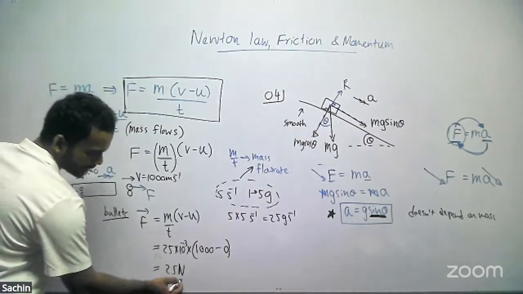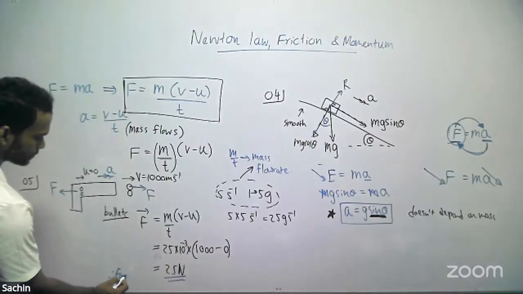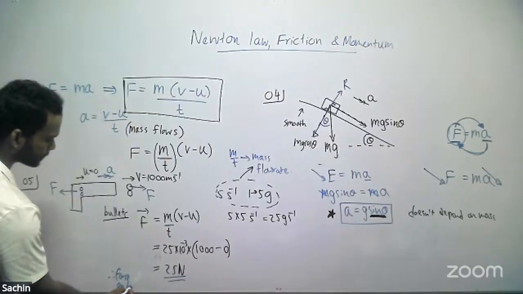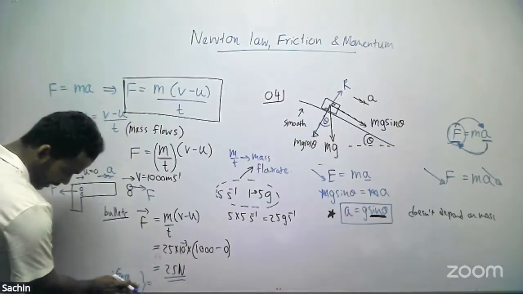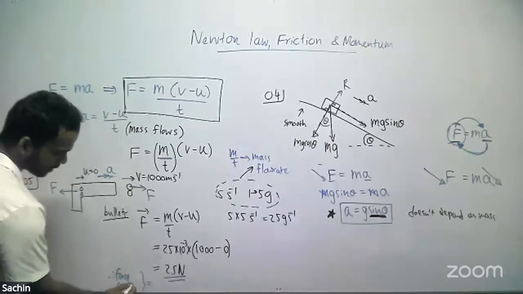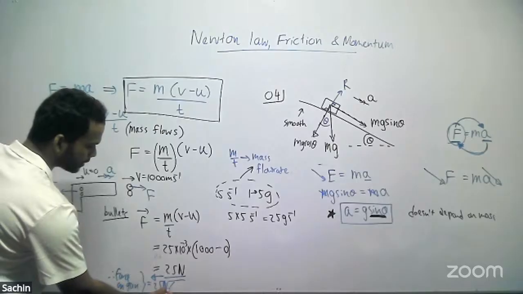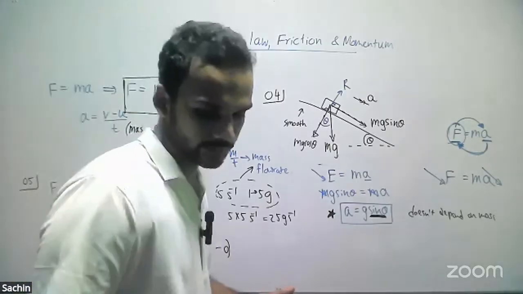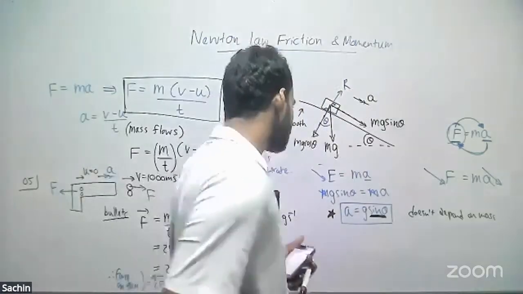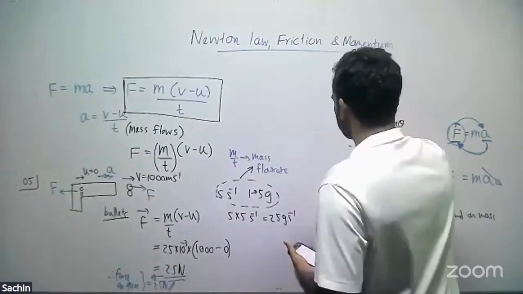So according to the third law, the force on the bullets should also be the force on the gun, the same thing but in the opposite direction, like this. 25 in the opposite direction. Okay, so that's how you apply Newton's second law in such a case.